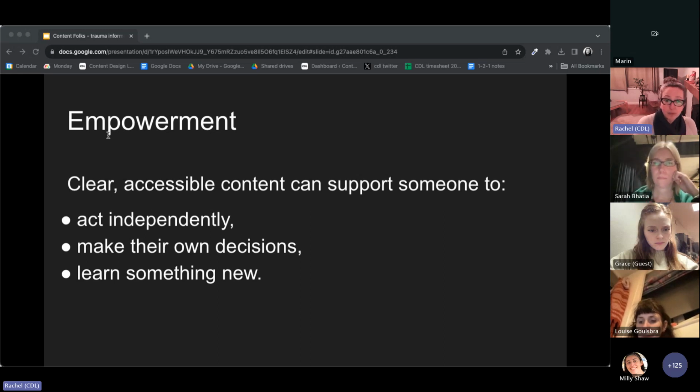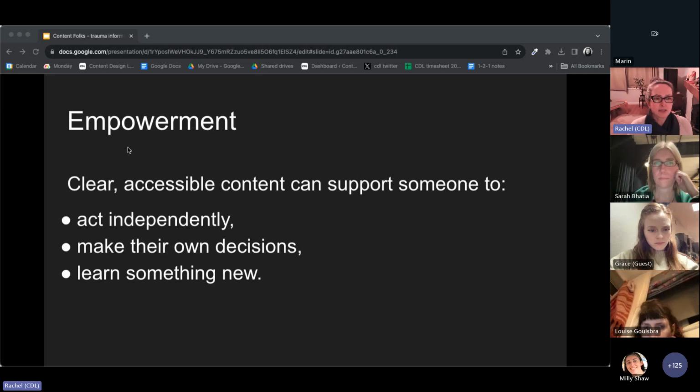So on to empowerment, and can your content empower people? Absolutely. Clear, accessible content can support someone to act independently, to make their own decisions, or to learn something new. But it has to be all those things that good content is: understandable, findable, and clear. The opposite of that is content that makes someone struggle to access it, to understand it, or to complete a task without help. In other words, content that disempowers people.